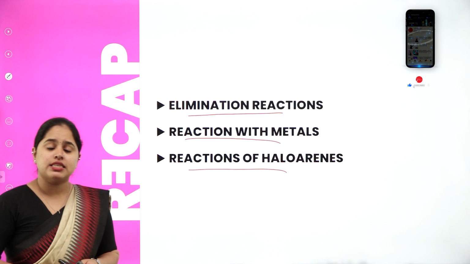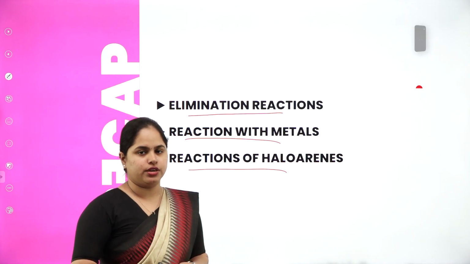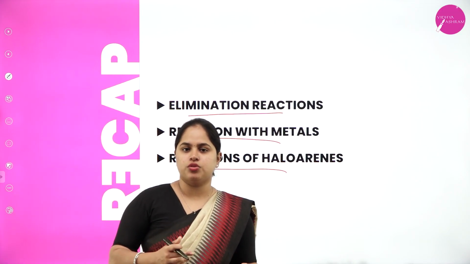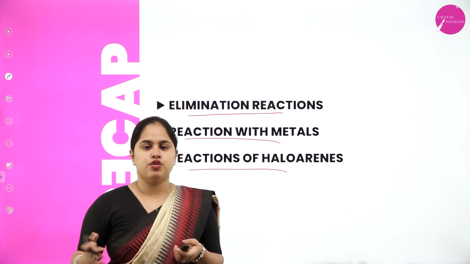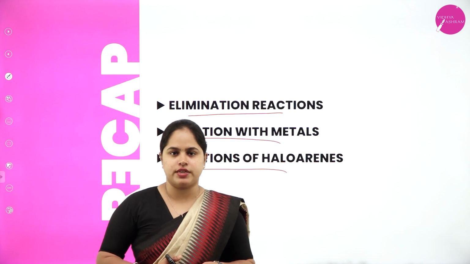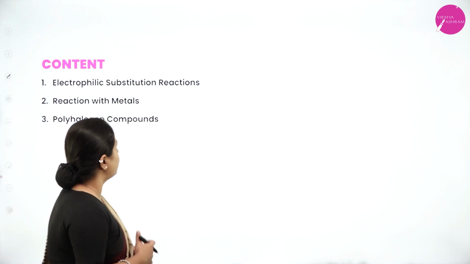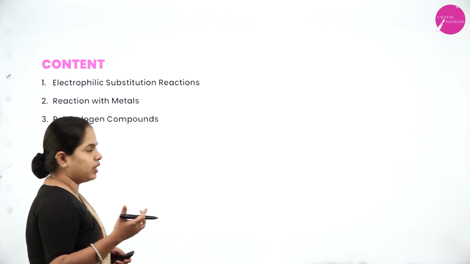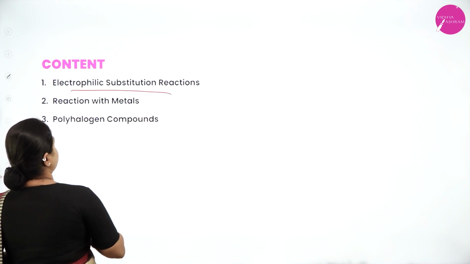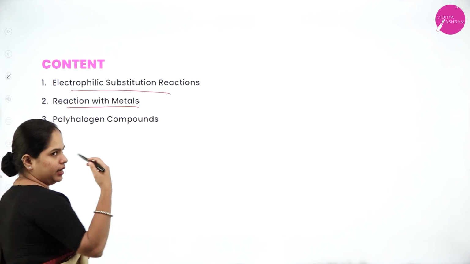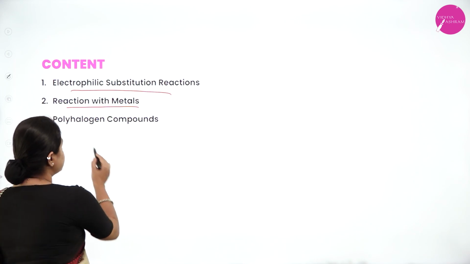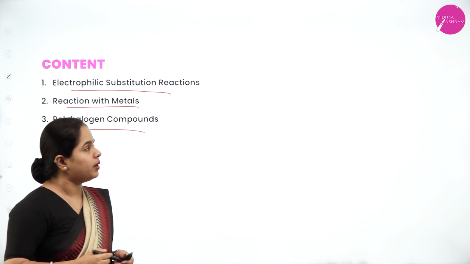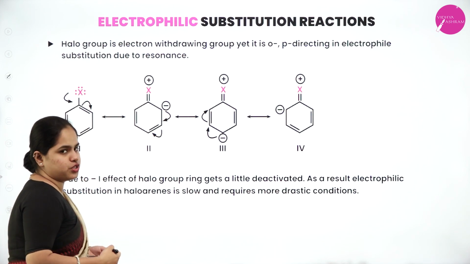We started with substitution nucleophilic reaction, right? What is the reason why it shows lesser reactivity towards substitution nucleophilic reaction, as well as few substitution nucleophilic reactions were discussed in the last session. So in today's session we are going to study about the further reactions of haloarenes, that is electrophilic substitution reaction, reaction with metals in case of haloarenes, and after that we are going to move to the last topic, that is polyhalogen compounds. Okay, so let's begin with electrophilic substitution reaction.